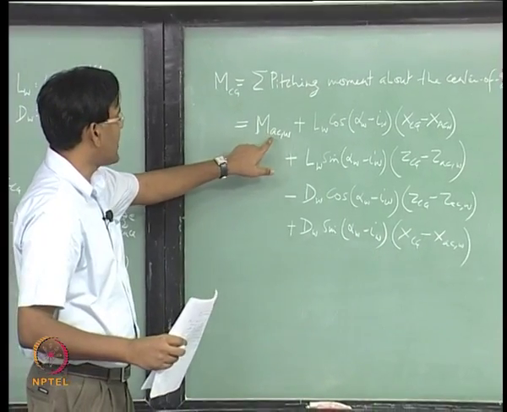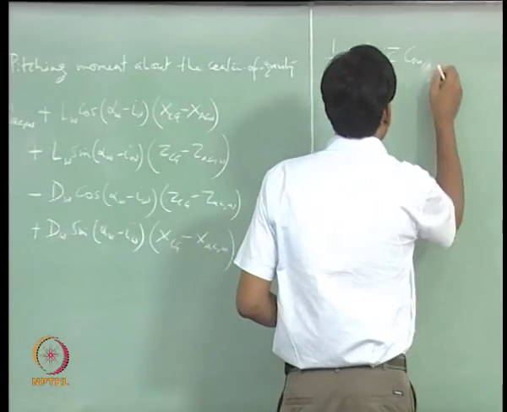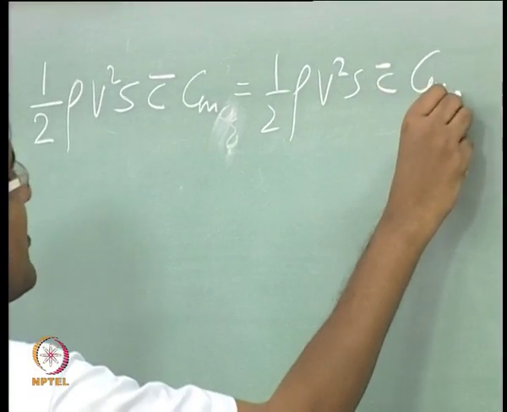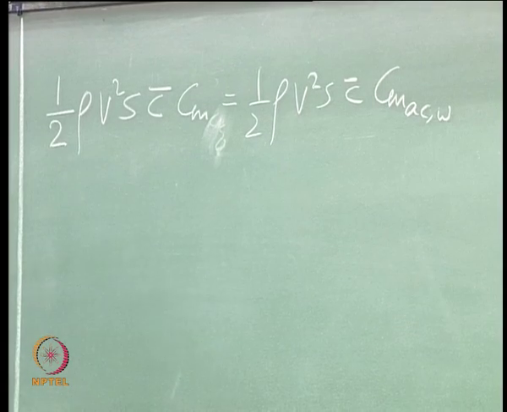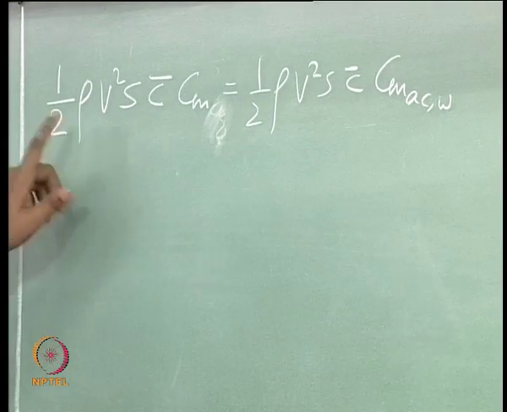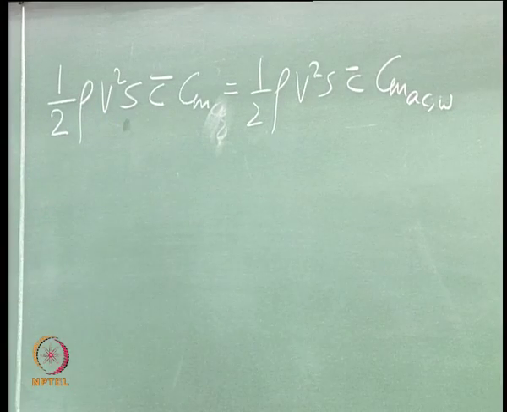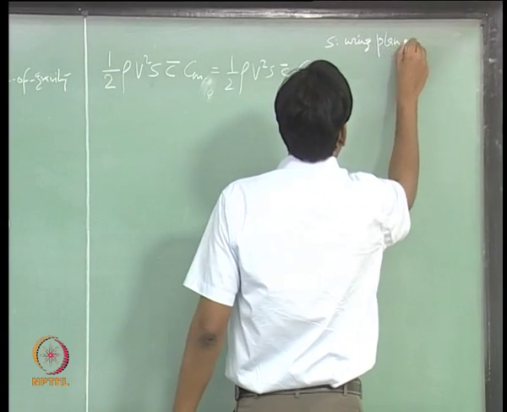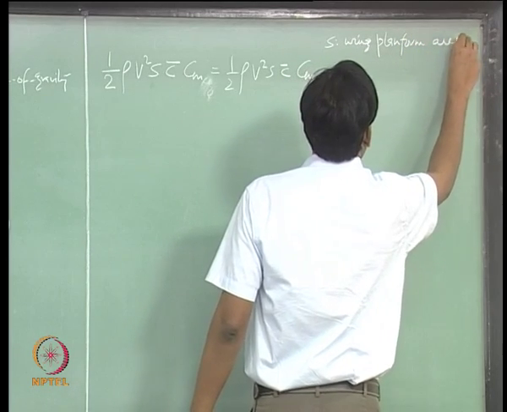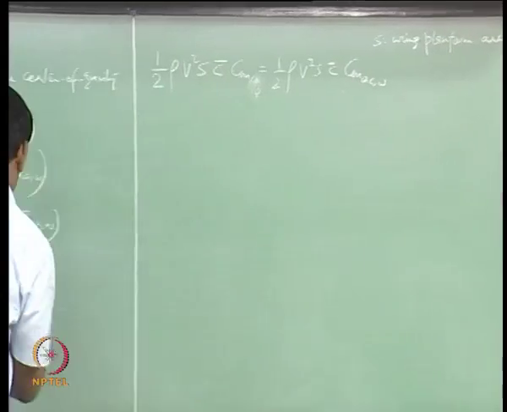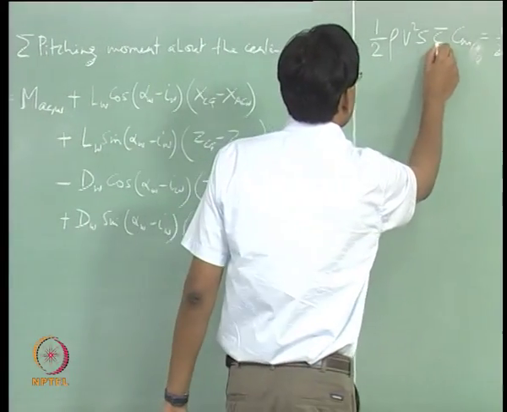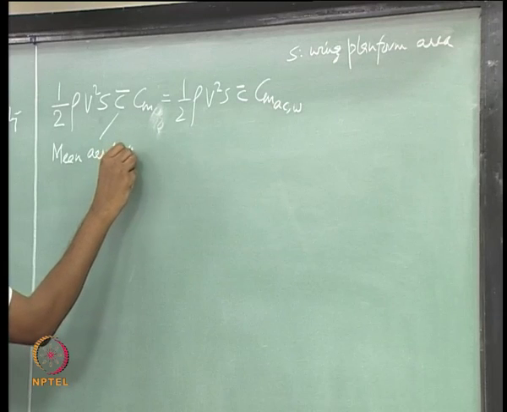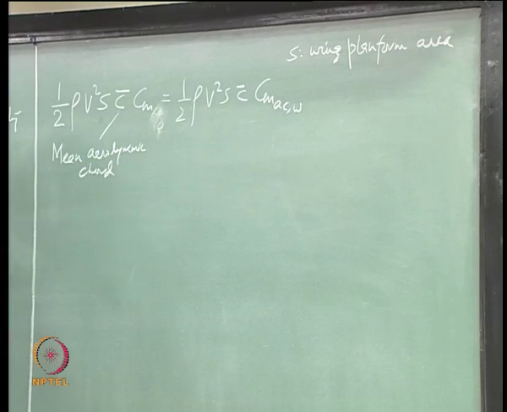Here this moment is about the aerodynamic center of the wing. So, we will keep that as CmACW. Rho is the density, V is the speed, S is the wing planform area, which is taken as a reference area. C bar is the mean aerodynamic chord.